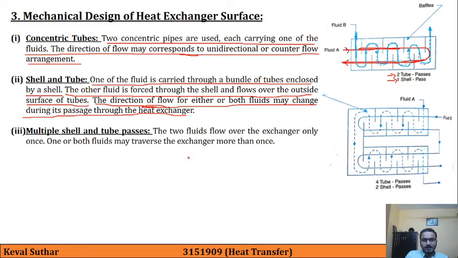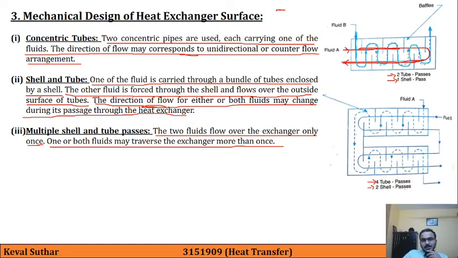Now second is multiple shell and tube passes. The two fluids flow over the heat exchanger only once. One or both fluids may traverse the exchanger more than once. So here, it has been written that there are 4 tube passes and 2 shell passes. So what is the meaning of this?